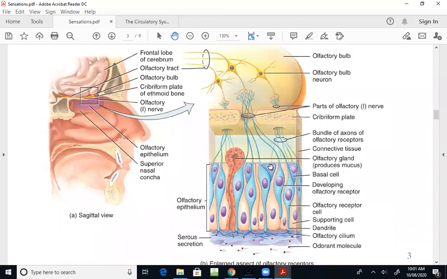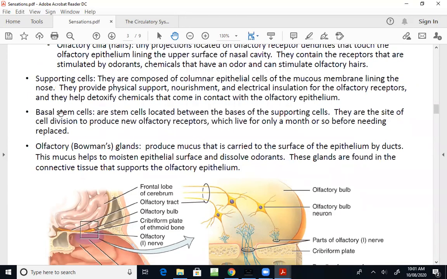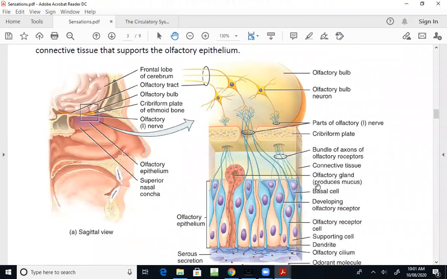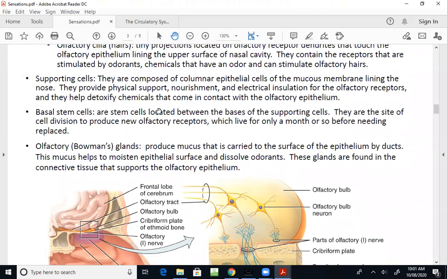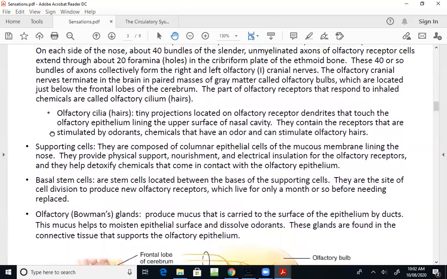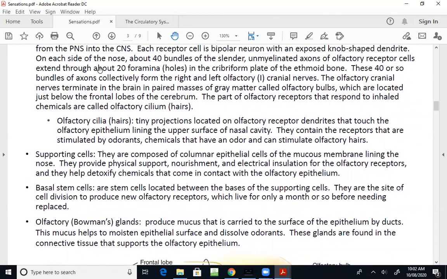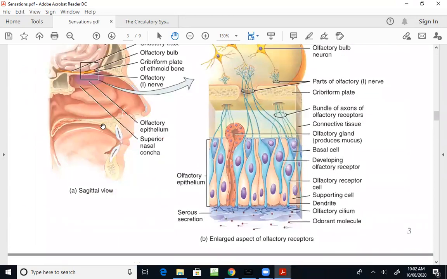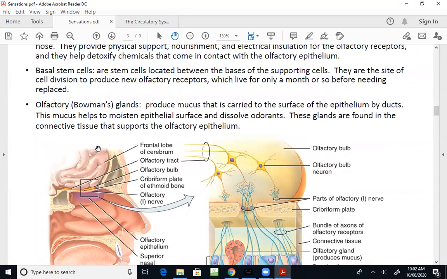There's a third set of cells, the darker blue cells here, in the deeper part of the epithelium. We call these basal stem cells, or they're just listed here as basal cells, located between the base of the supporting cells. These are the cells that undergo cell division, producing new olfactory receptor cells, which are short-lived, only living about a month or so before needing replaced. So these cells that we talked about first start to die off. And these guys that are darker blue, you can start to see they're elongating. This one here will end up becoming a full-fledged olfactory receptor cell.